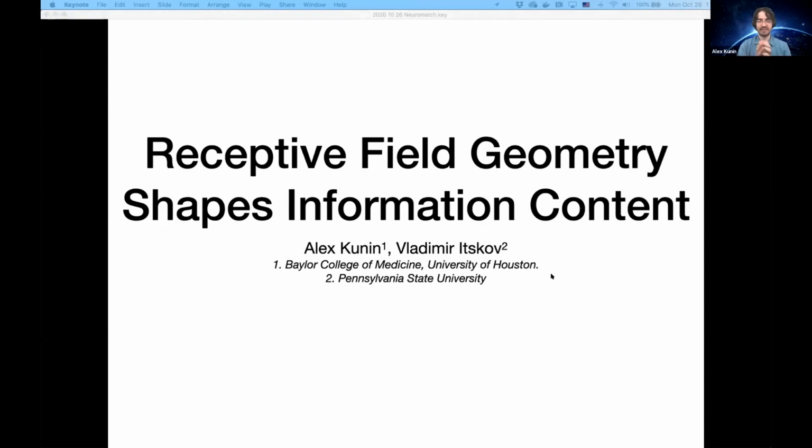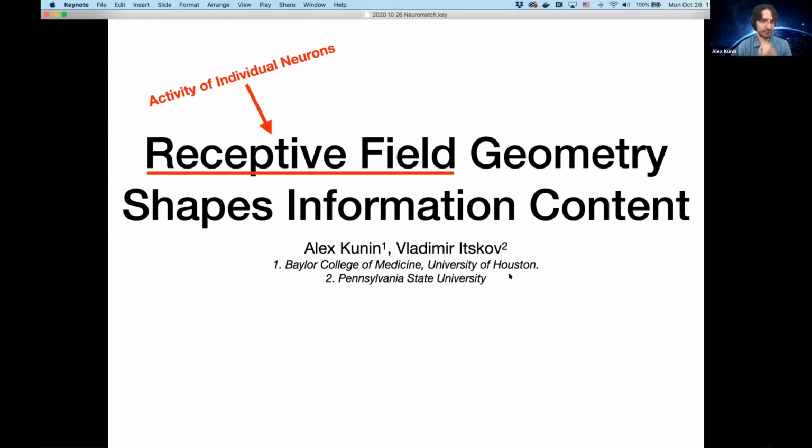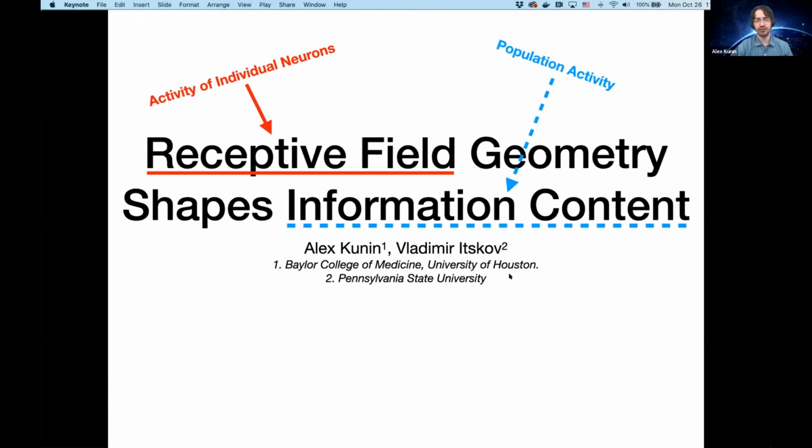Okay, so I'll try to. There will be some details that are skipped, and this is a sampler of work that is being written up right now. Basically, I'm relating individual neural activity, so receptive field properties, properties of their tuning curves and things like that, to a population level statement about information content of the code.